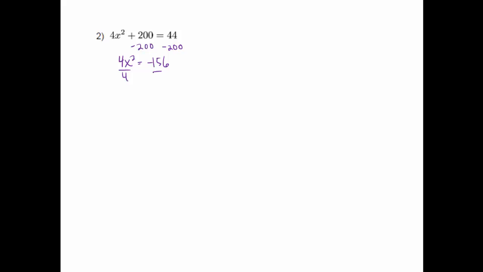I will divide both sides by 4, and then I'll get x squared is equal to negative 39, and then I'll square root. Well, if you try to square root a negative number on your calculator, it will tell you domain error, so we know that this is no solution for this problem. Okay, if you prefer to work it using the quadratic formula, again, we want it to equal 0.